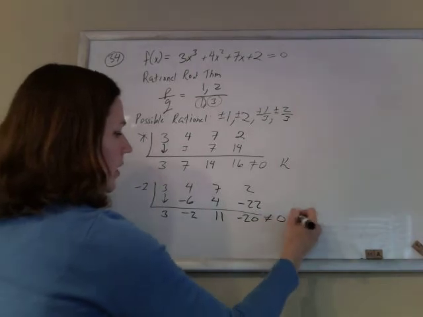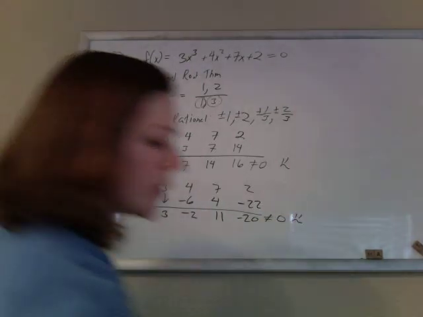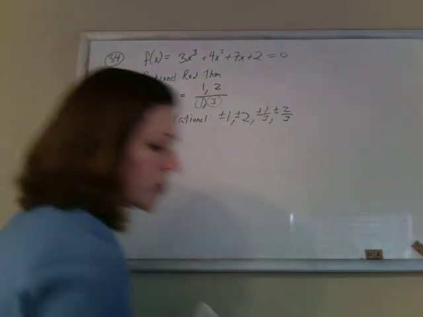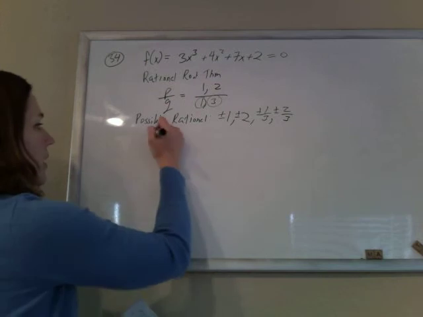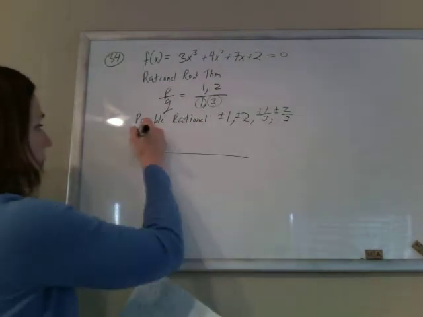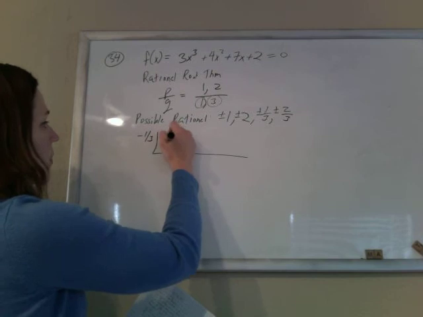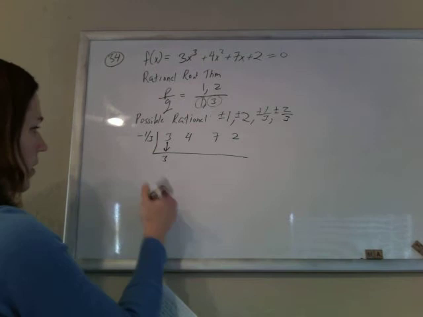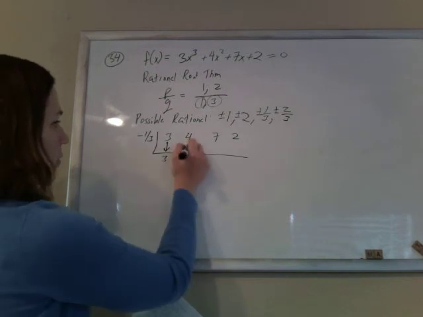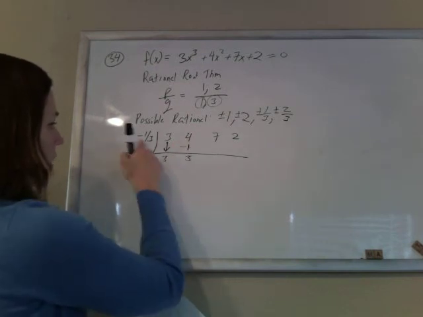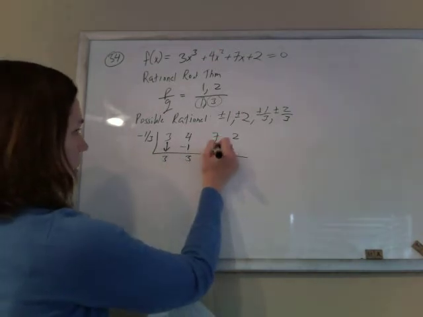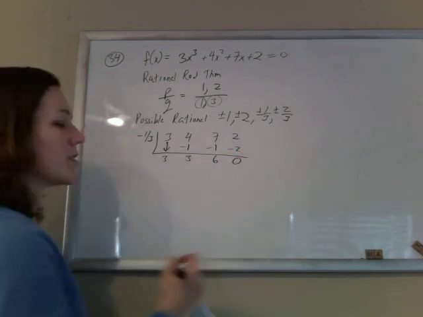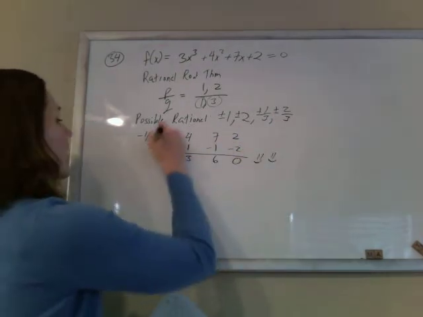Bummer, still not equal 0. Blech. So you keep testing. And don't worry, these problems are rigged. One of them should work. And I'll take you to them right now. We're going to try that -1/3. So again, with my coefficients 3, 4, 7, 2, drop the 3 to start, and you multiply -1, add 3. Multiply -1, add 6. Multiply -2, add 0. Yay, we did it. We found one.